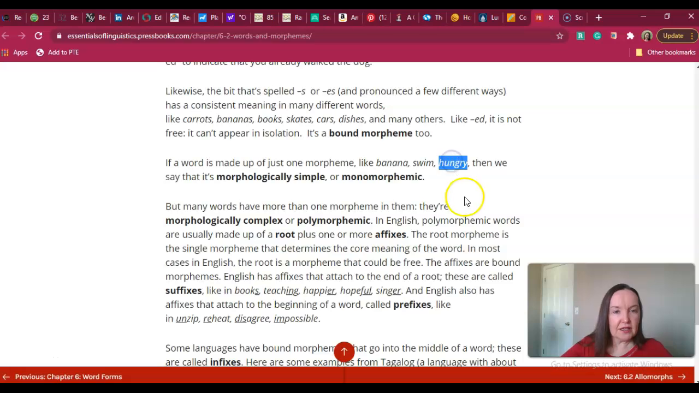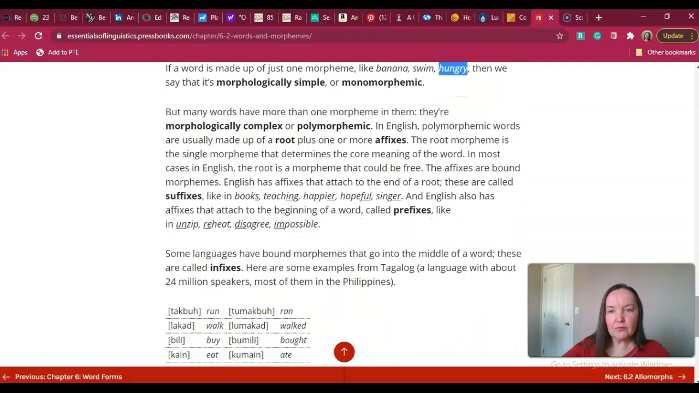Hungry is an adjective. We can add morphemes to that too. You could say she is hungrier than he is. So if we're comparing two people, we can add an er ending to show that comparison. So that's another kind of bound morpheme. So lots of ways we can change and adapt words and put them in different categories and assign them even different meanings.